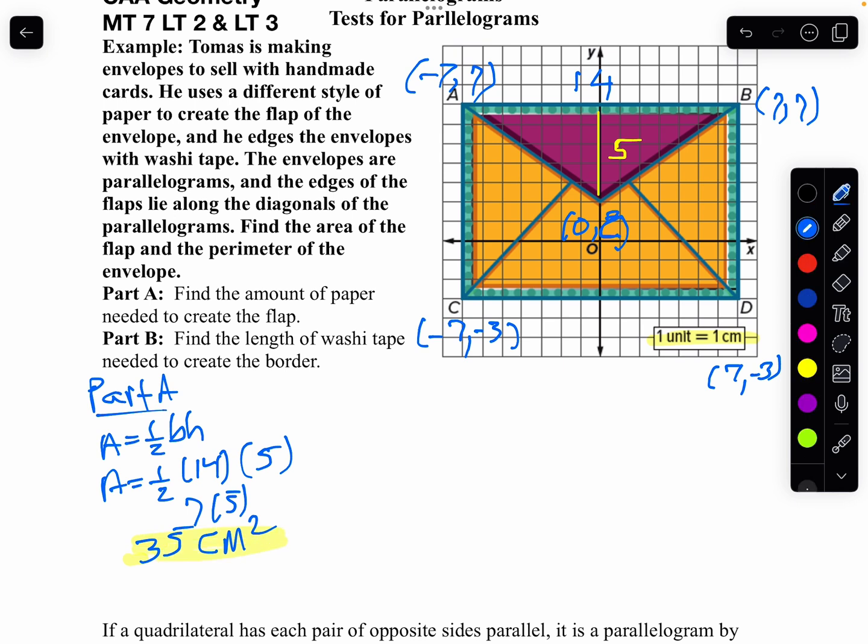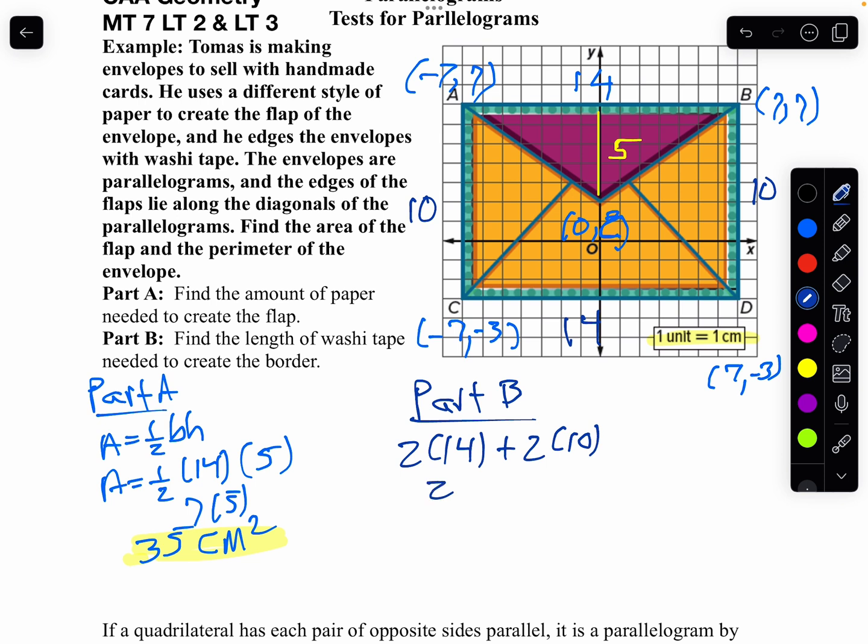Now for part B, I'm just going to find the perimeter. Well, I already know from negative 7 to 7 is 14, so I know each side is 14. From 7 to negative 3, well, that's 10. So I'm going to say 2 times 14 plus 2 times 10. So we get 28 plus 20 is 48, and that'll be centimeters. Don't forget your units.